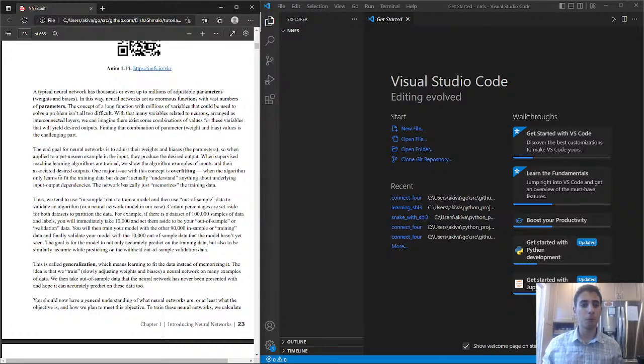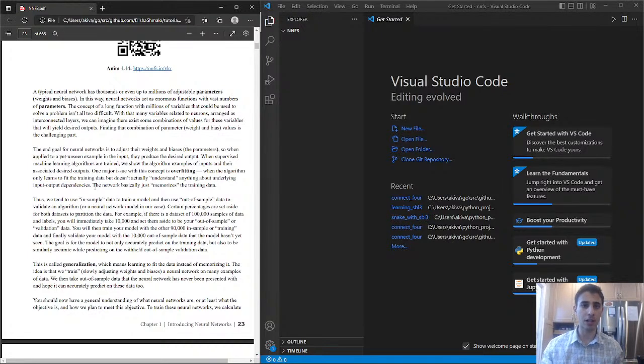But the point is, we're wary of overfitting, which happens when the algorithm only learns to fit training data but doesn't actually understand anything about the underlying input-output dependencies. One thing that could be problematic is if we show it the same picture so many times that it doesn't actually learn to generalize things. It just says, when I see this exact picture, I will say dog. And we don't want that.